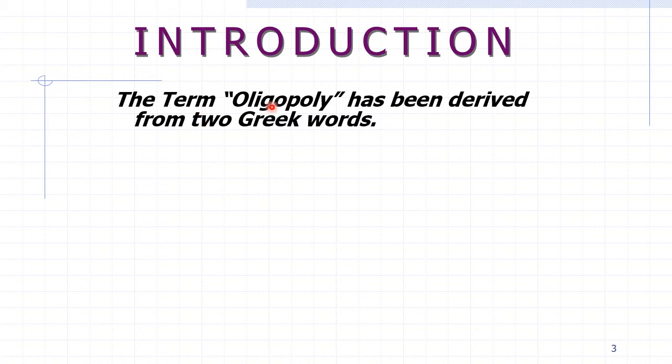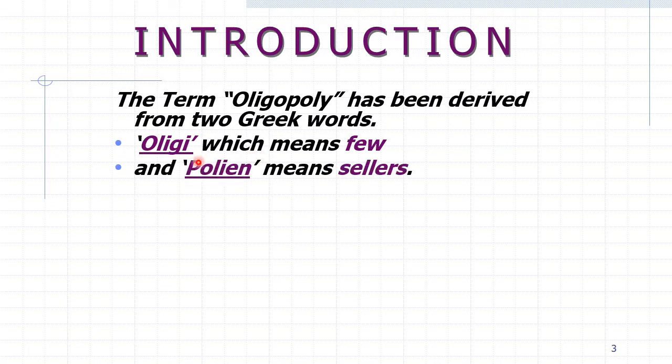Actually the term oligopoly has been derived from two Greek words. What are they? First one is oligi, which means few. The second word is polion. Attaching these two Greek words, it connected as oligopoly. So polion means sellers. So finally, what the oligopoly means is few sellers.